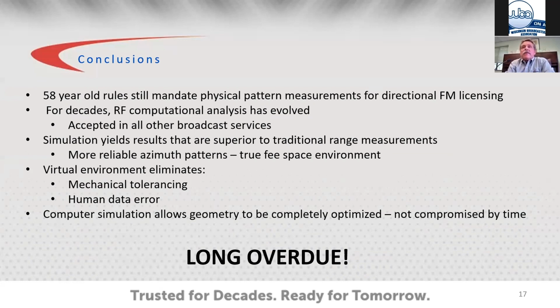It is more reliable because the simulations are performed in a truly free space environment. They eliminate such issues as mechanical tolerancing and human error. And computer simulation really does allow the geometry to be completely optimized. You can run literally hundreds and hundreds of simulations in a much shorter time than you can physically make adjustments to a model. So you're not compromised by time. In short, what I can say is that this rule change is long overdue.